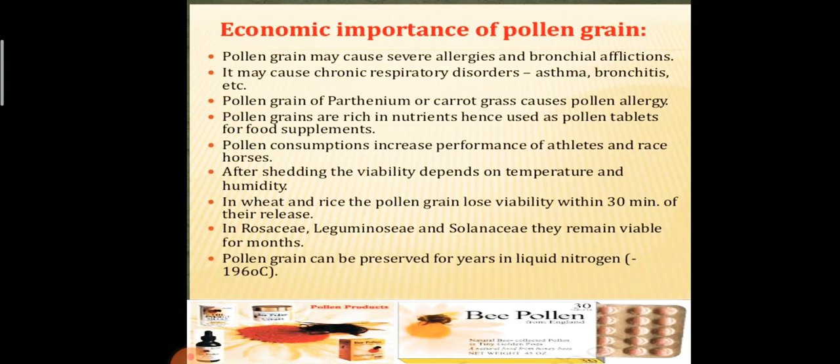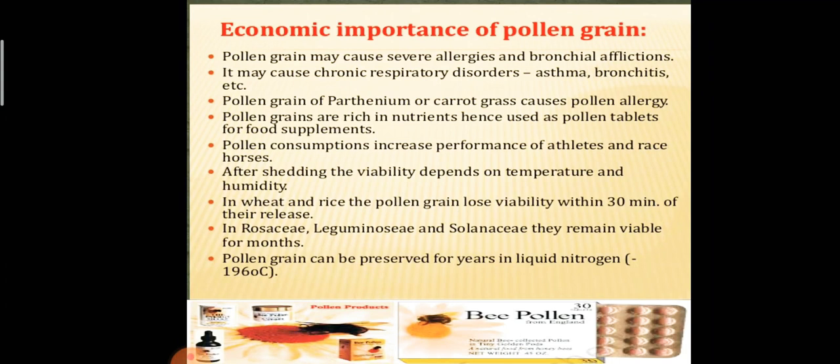Pollen grain is also useful for storage purposes. For hybridization, we require pollen grains, and pollen grains of better quality plants are preserved in liquid nitrogen at minus 190 degrees Celsius by a cryopreservation technique. So economically, pollen grains are useful.